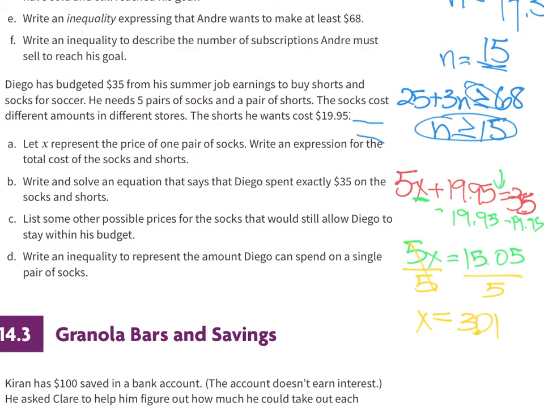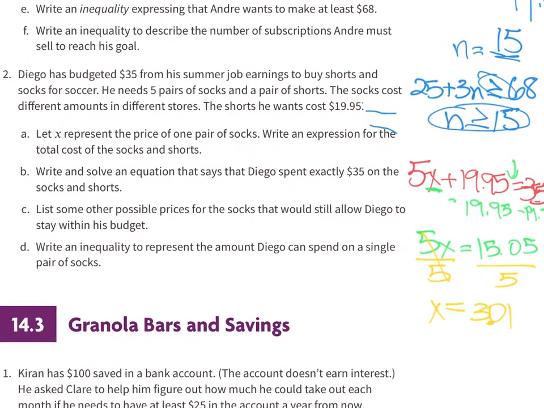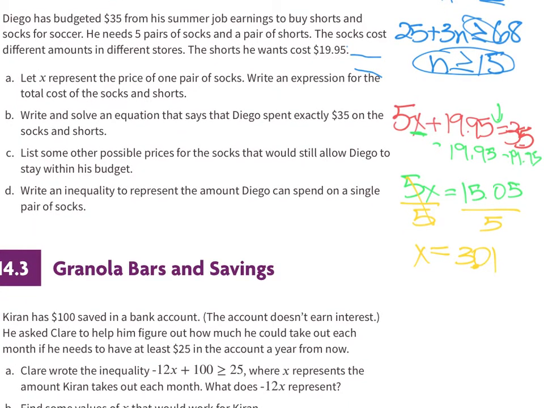So write and solve an equation, we did that. There are some other possible prices that the socks could be that would allow Diego to stay within his budget. So he only has $35. So instead of being greater than $3.01, all the socks have to be less than $3.01. So $3, $2.99, $2.98, $1, anything less than $3.01. Okay, and then write an inequality to represent the amount Diego can spend on a single pair of socks. So we know that x can equal $3.01, right? But it also could be less than. So x is less than or equal to 3.01.